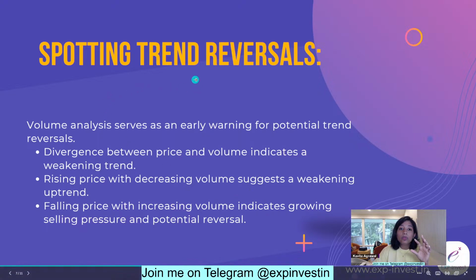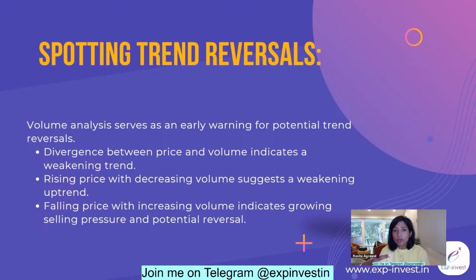Okay, so how can you use volumes to spot trend reversals? Volume analysis serves as an early warning for potential trend reversals. Like I said, say you participated in an uptrend early on, say you were lucky and you did that, and then you see the volume has stopped increasing or started to decline, which means lesser and lesser people are coming in. There are a lot of late entrants also, but even the late entrants have stopped coming in now. So you also should stop buying. What should you do now? You should be prepared to sell.